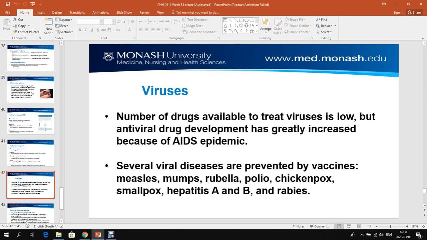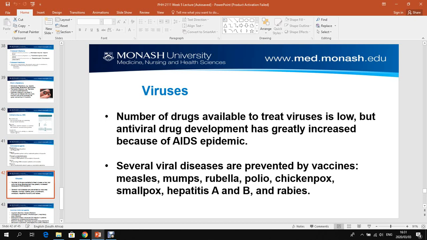So there are a number of such drugs available. Well, not a number, so to say, but usually they are few, drugs that are able to control viruses. Most of these viral diseases can be prevented by vaccines. For example, vaccines can be used for controlling measles, mumps, rubella, polio, chickenpox, smallpox, hepatitis A and B, and rabies.